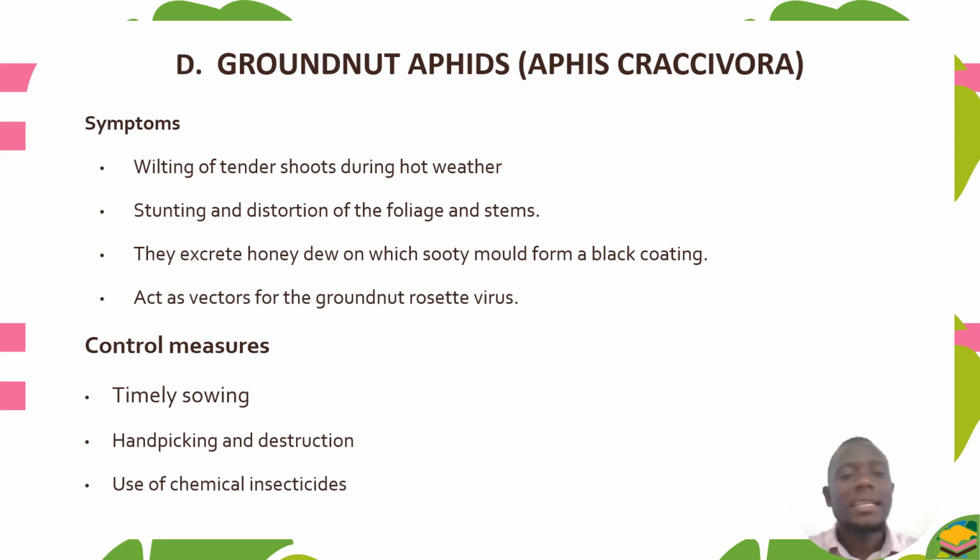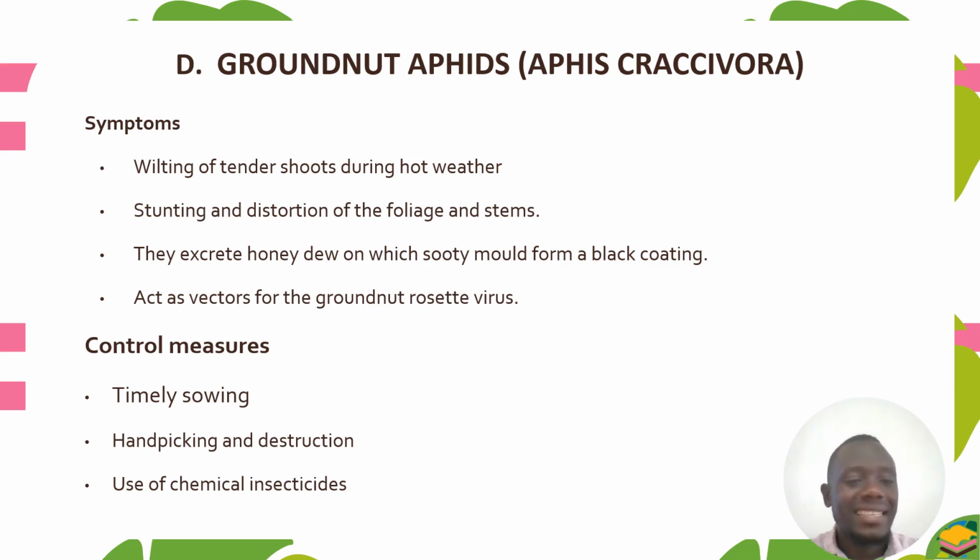So let's now look at groundnut aphids. We're going to look at symptoms for you to know that the field has been attacked by groundnut aphids. The first one is wilting of the tender shoots during hot weather. During hot weather, you find that the tender shoots, the small shoots, wilt. Then there is stunting and distortion of the foliage and stems. So there's stunting, poor growth. They do not grow tall. That's stunting, and also distortion of the foliage as well as stems.